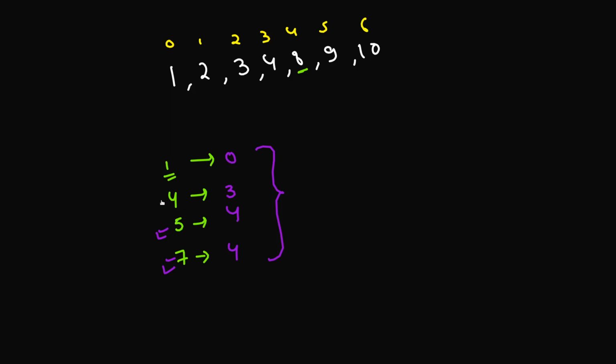Okay. So where do you have to insert 4? If you have to insert in this list, the 4 will go here. Where do you have to insert 5? The 5 will go here. If you have to insert 7, where will you insert 7? The 7 will also go here. So that's what the case is.